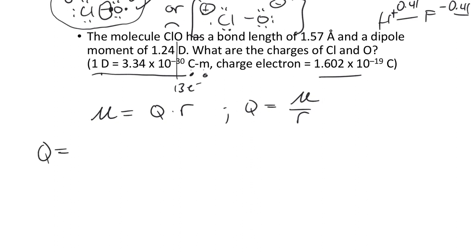I should mention that Q would be the plus Q for the less electronegative chlorine, and minus Q for the more electronegative O. So Q is the plus and minus charges that are being separated across the molecule.